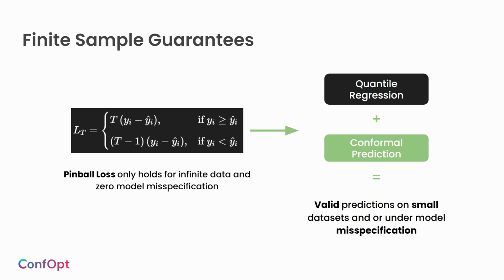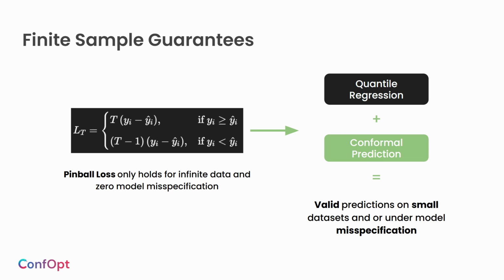And so it assumes infinite data, as in the guarantees of pinball loss hold for infinite data, and zero model misspecification. That means you're not trying to fit a linear regression to nonlinear data, for instance, which would just give you consistently biased estimates regardless of the loss. So these are the 2 key assumptions. And a lot of the time these are met. I mean, model misspecification is reasonably easy to handle if you use a sufficiently complex learner.